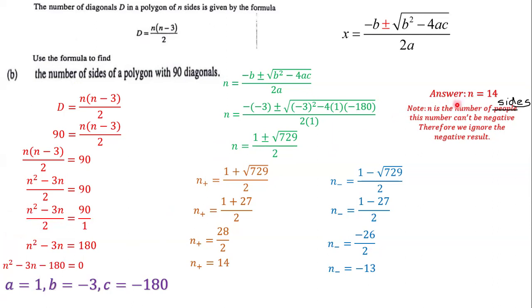In this case, n is the number of sides. This number cannot be negative, so we ignore the negative result, but we keep the positive result. So n is equal to 14, which means that if we have a polygon that has 90 diagonals, then the number of sides of that polygon is going to be 14. And that's the answer to this particular question.